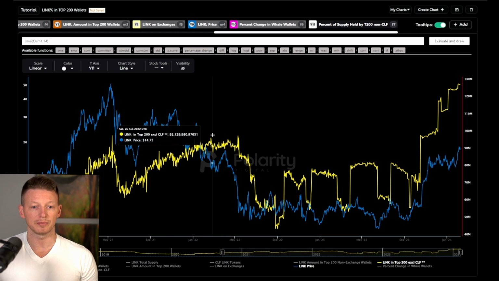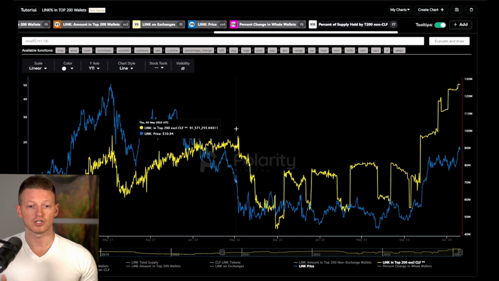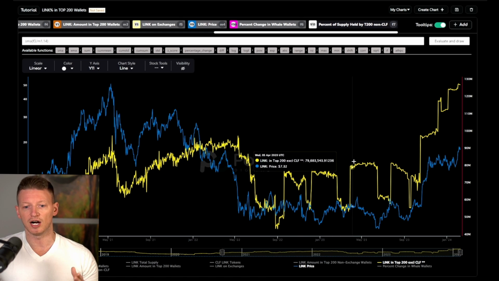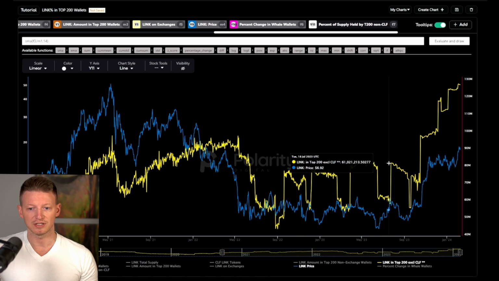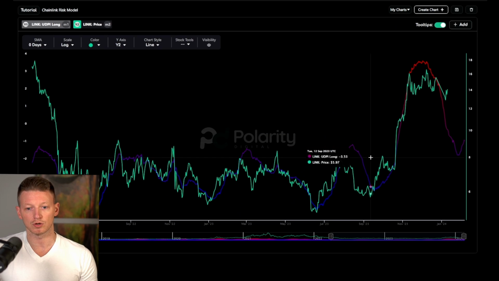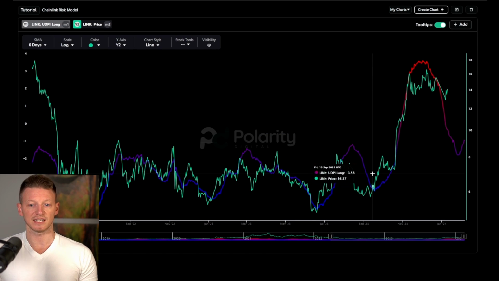Then we saw them dump yet again. So the Chainlink tokens in the top 200 non-exchange wallets, also excluding Chainlink Foundation, went from around 90 million all the way down to around 45 million. So a 50% decrease. Then we saw this value kind of oscillate up and down. But what happened here in September of 2023? And remember, if we just go back here real quick, in September the risk model was telling you, hey, this is a great time to be accumulating Chainlink.